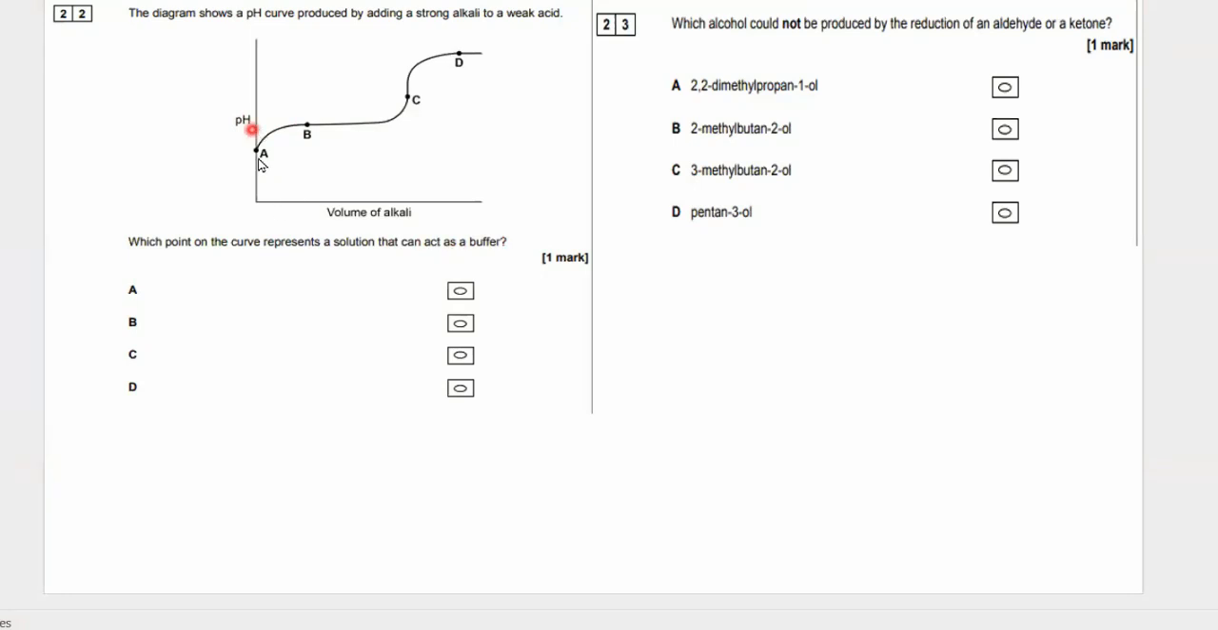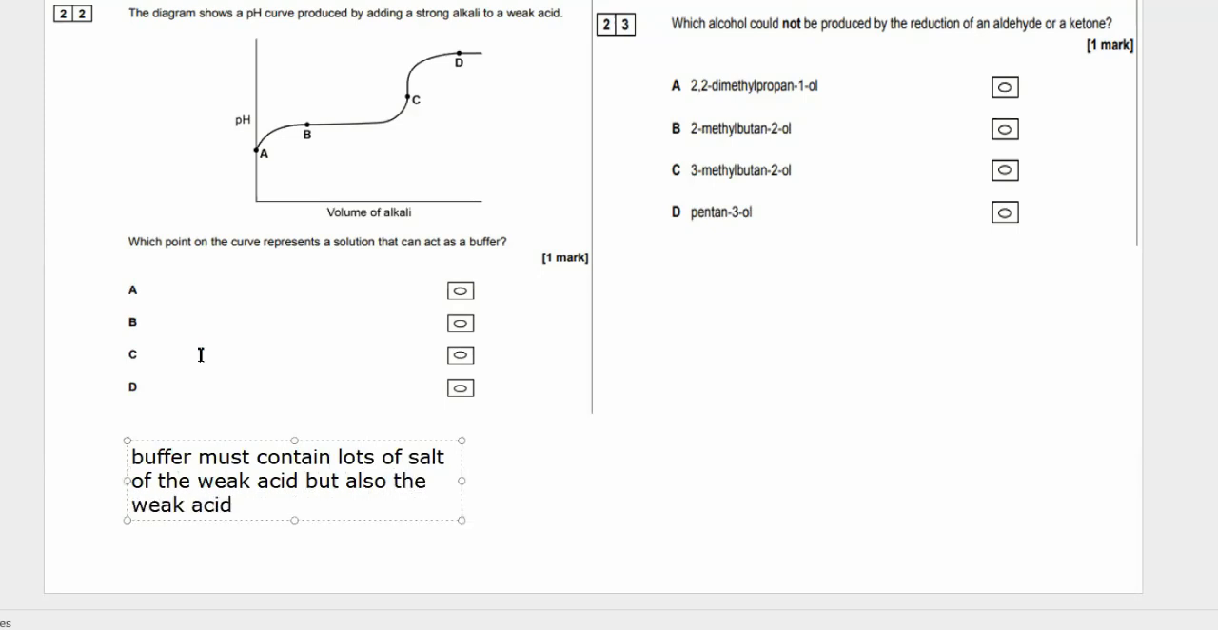Okay, 22. The diagram shows a pH curve produced by adding a strong alkali to a weak acid. Which point on the curve represents a solution that can act as a buffer? Remember, a buffer needs loads of weak acid and it needs lots of salt of the weak acid. Okay, let's move on to 23.